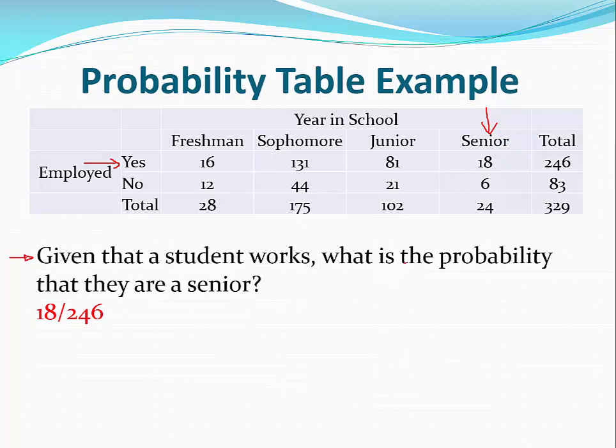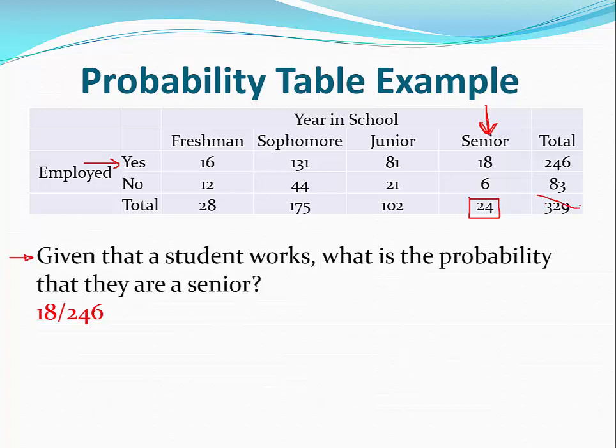18 out of 246. But if I turn it around, given that they're a senior, what's the probability they work? Well, now we're only going to consider these 24. I'm going to ignore the other columns. How many of those 24 work? It'd be 18 out of 24. This is called conditional probability. Another way of thinking about it is it restricts the group of, in this case, students, experimental units in general, but it restricts the group of students that you're looking at.